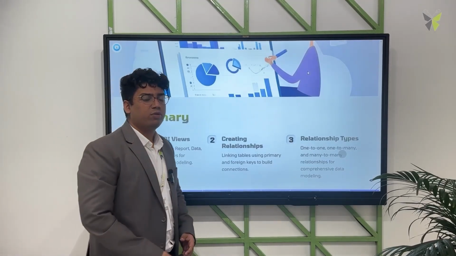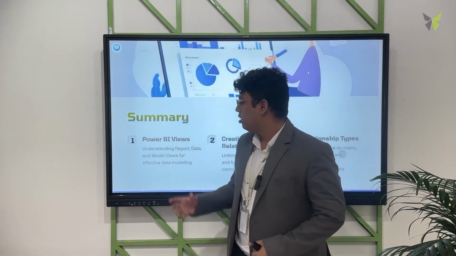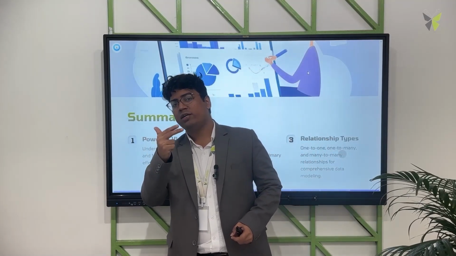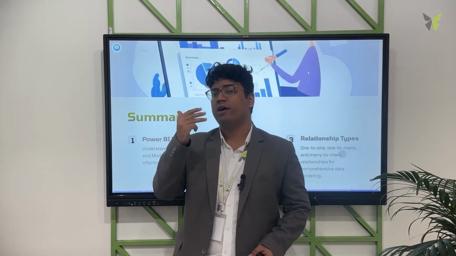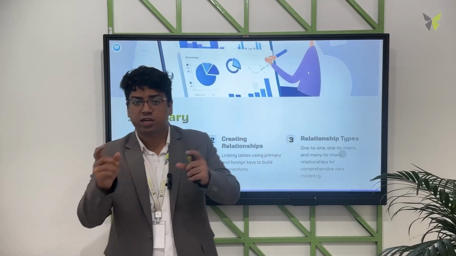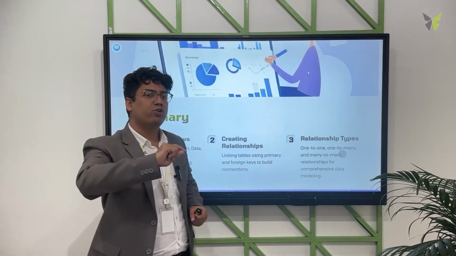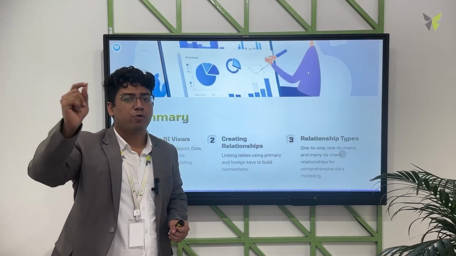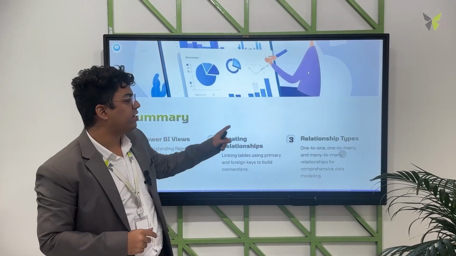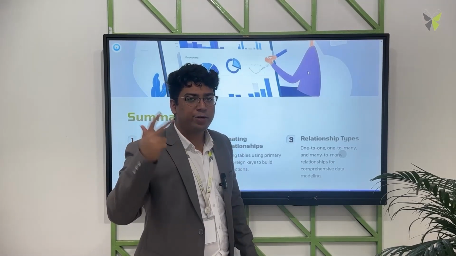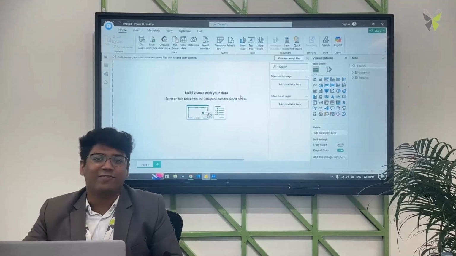What is this chapter about? This chapter is about data modeling. Power BI has different views: report view to create charts, data view to get a snapshot of your data, and finally model view to see the relationship between all these tables. Creating relationships, you can just drag and drop primary key and foreign key among your tables from your model view to create relationships, and there were different types: one to one, many to one, and many to many. Thank you so much.